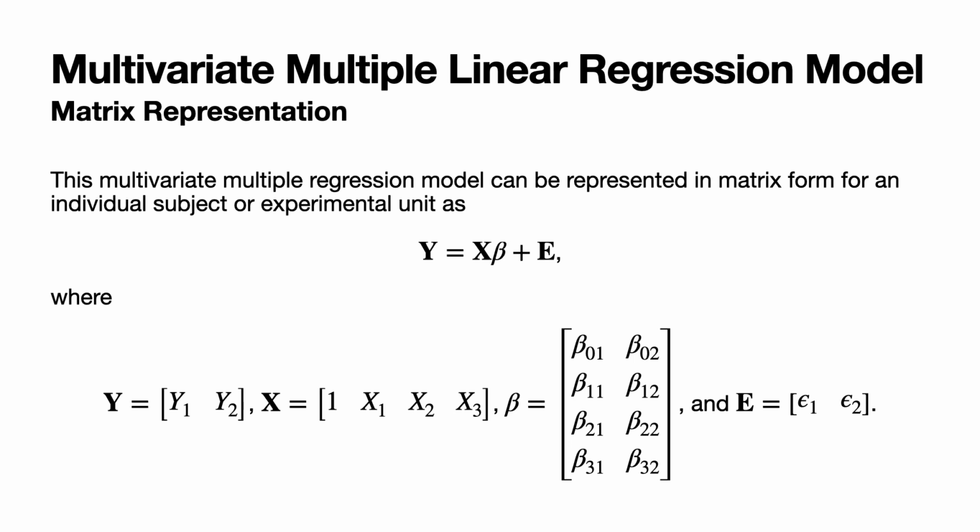Now, this multivariate multiple regression model can also be represented in matrix form for an individual subject or experimental unit in the following way. Bold y equal to x times beta plus e, where bold y is a 1 by 2 row vector containing the two responses for an individual. Bold x is a 1 by 4 row vector containing a 1 in the first column, and then x1, x2, and x3, the three explanatory variables for that subject, in columns 2, 3, and 4. Beta is a 4 by 2 matrix containing the beta parameters for the two regression equations. And bold E is a 1 by 2 row vector containing the two error terms in that model.